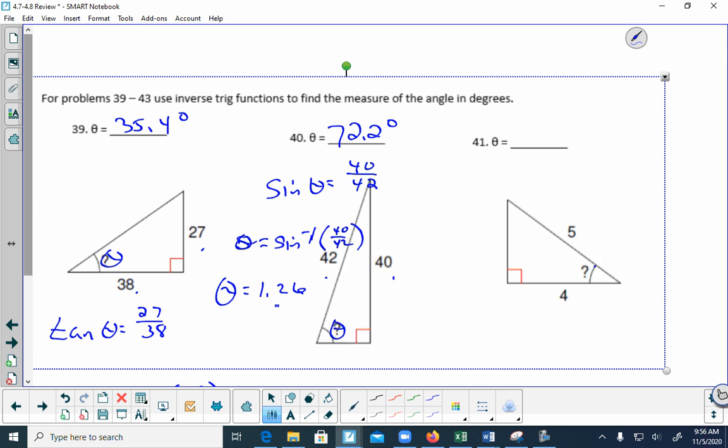The next one, I'm looking from this angle here. I have the adjacent and hypotenuse, so I'm going to say the cosine of theta is equal to 4 over 5. So theta is equal to the inverse cosine of 4/5. That looks like a 5. When I do that on my calculator, I get 0.64. And I'm going to change that to degrees, which ends up being 36.9 degrees.